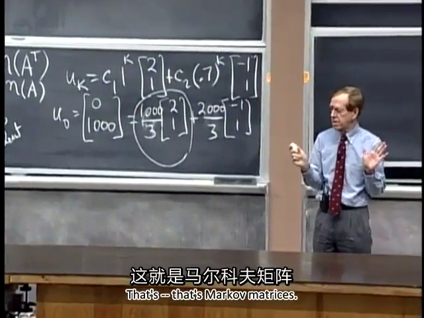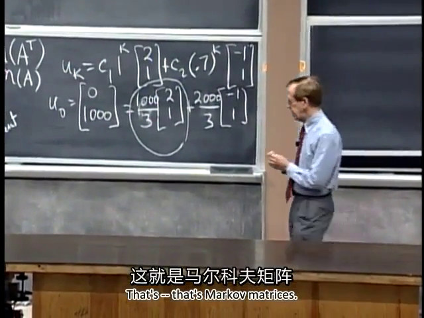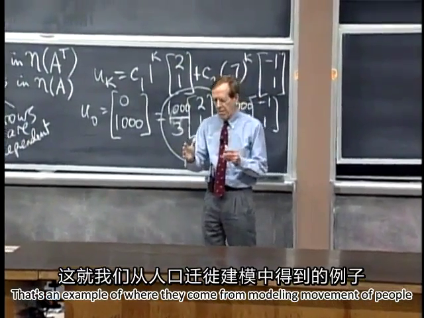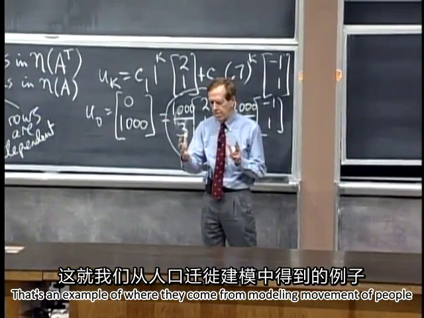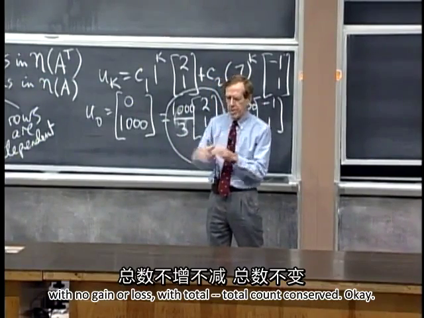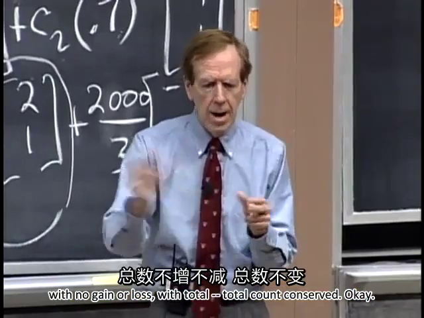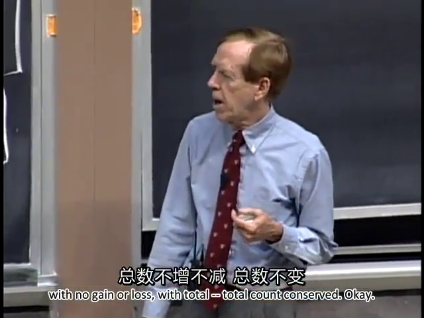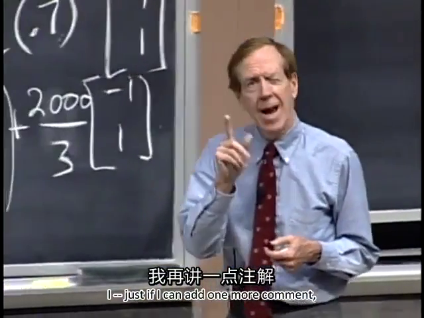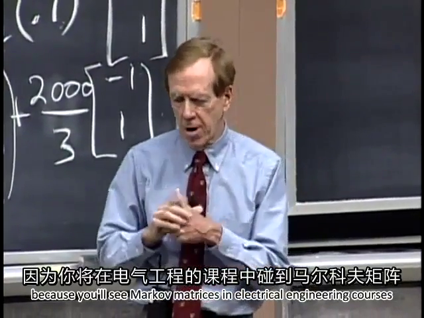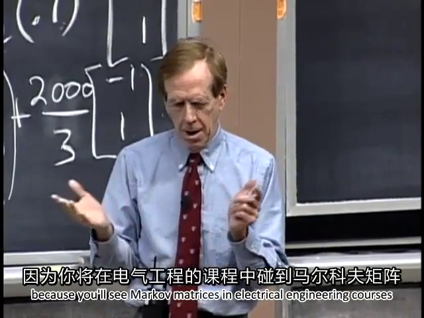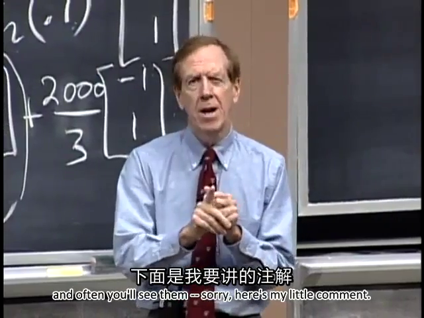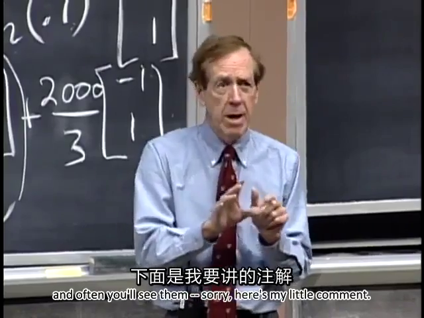Okay, that's Markov matrices. That's an example of where they come from: modeling movement of people with no gain or loss, with total count conserved. Okay, I just want to add one more comment, because you'll see Markov matrices in electrical engineering courses, and often you'll see them, so here's my little comment.